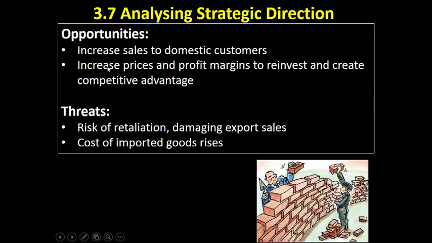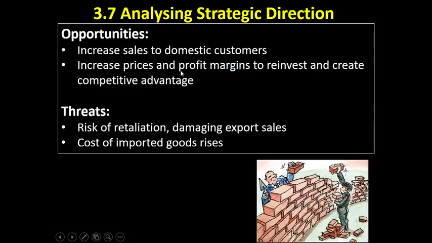Well, we might be able to increase sales to domestic consumers. If America starts placing tariffs on Japanese and German cars because they want to protect their own car companies, well, that increases opportunities for Chrysler and other American car companies to increase their sales to Americans.